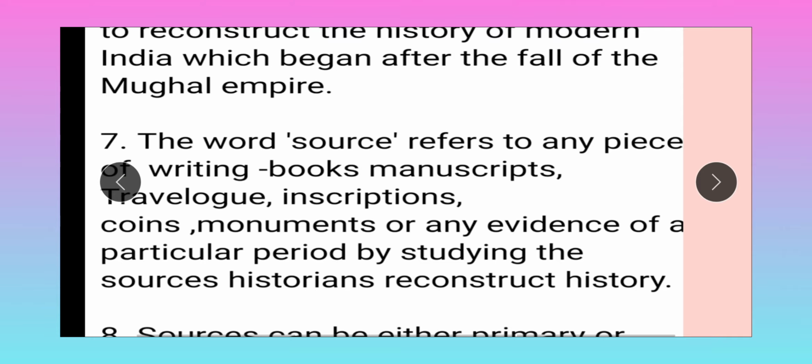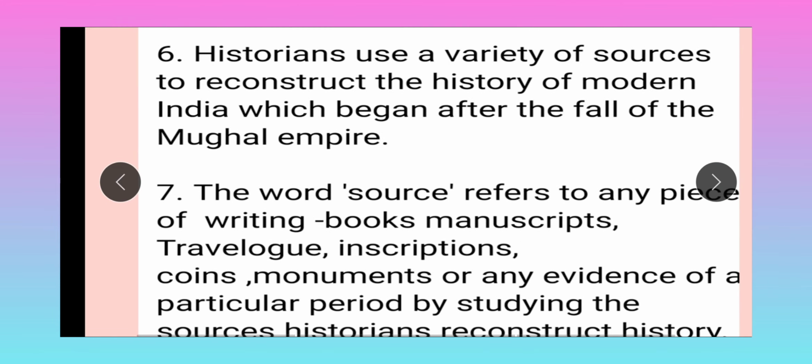Sixth one, historians use a variety of resources to reconstruct the history of modern India, which began after the fall of the Mughal Empire. So historians try to gather many resources to know what happened after the decline of the Mughal Empire.